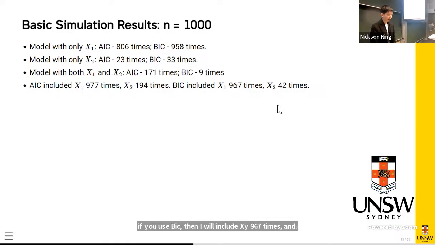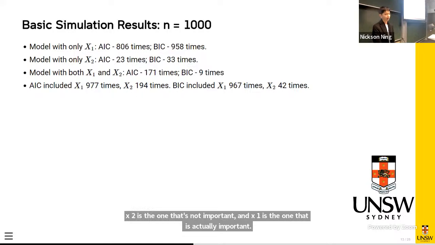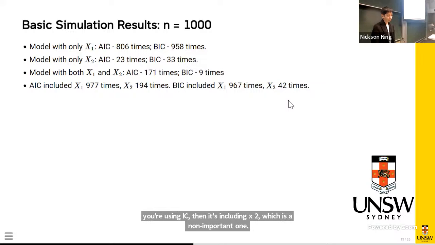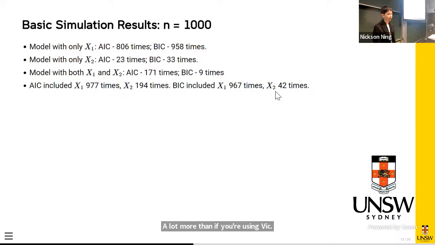So x2 is the one that's not important, and x1 is the one that is actually important, with a slope of 0.1. If you're using AIC, then it's including x2, the non-important one, a lot more than if you're using BIC. However, it is also including the important variable x1 more times than BIC is. And so that explains why BIC can be selection consistent while AIC is not, but AIC is better for prediction.